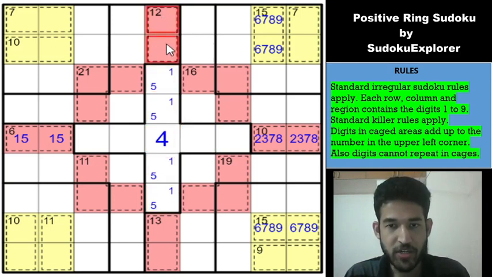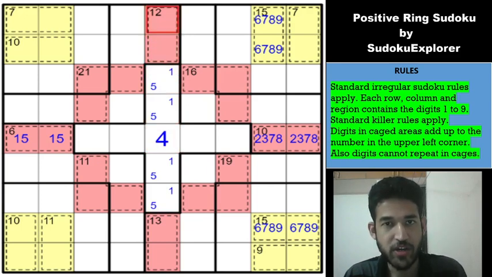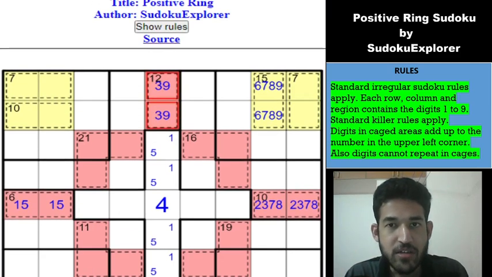And now if you look at the 12 cage, it cannot be 4 plus 8, it cannot be 5 plus 7. So which means that the 12 cage has only one option left. It is going to be a 3 and a 9, right? Let me put the 3, 9.